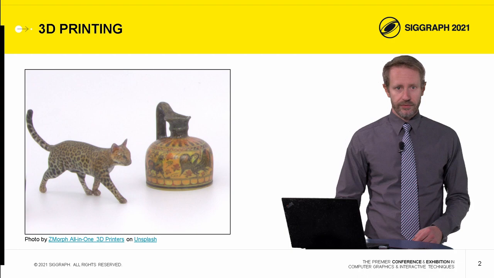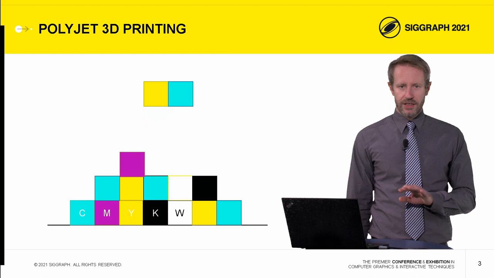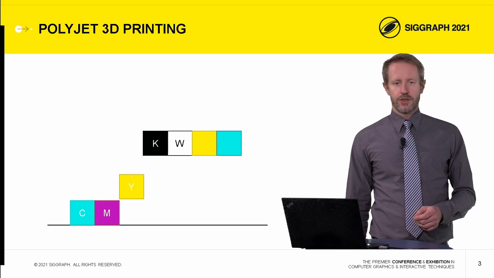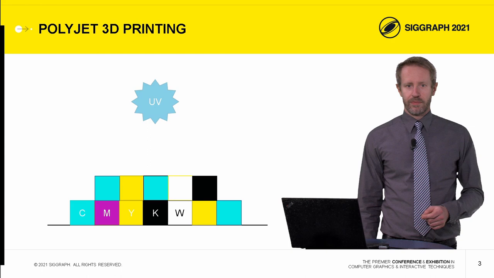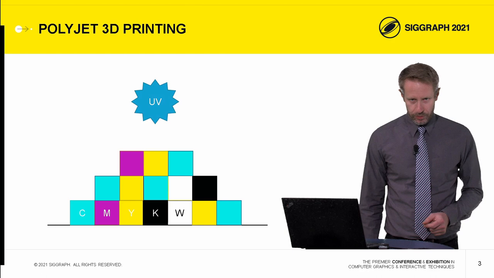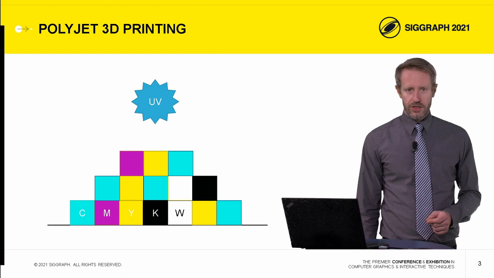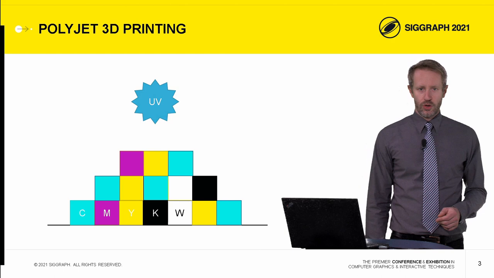PolyJet printing works akin to how your inkjet printer at home produces images. Tiny drops are deposited on the building surface and immediately hardened by applying an ultraviolet light. Repeating this process along the Z-axis then produces volumes that are made from tiny voxels of different materials. There are many materials available that differ either in their mechanical or in their optical properties. For this talk, we are going to focus on the optical properties, and there are several materials available in the basic colors of subtractive color mixing, which are, of course, cyan, magenta, yellow, black, and white. And there's also a transparent material available.